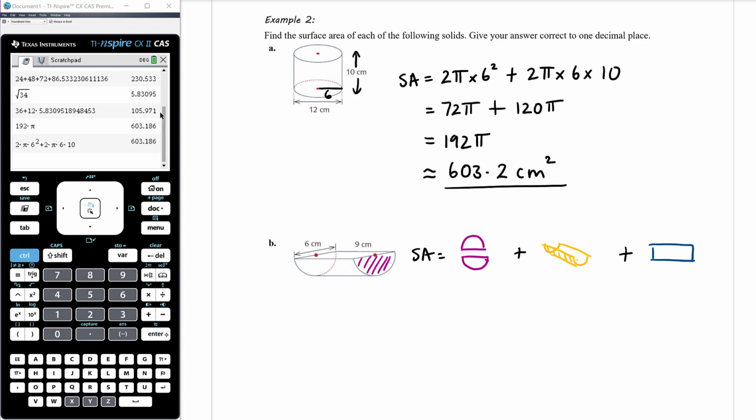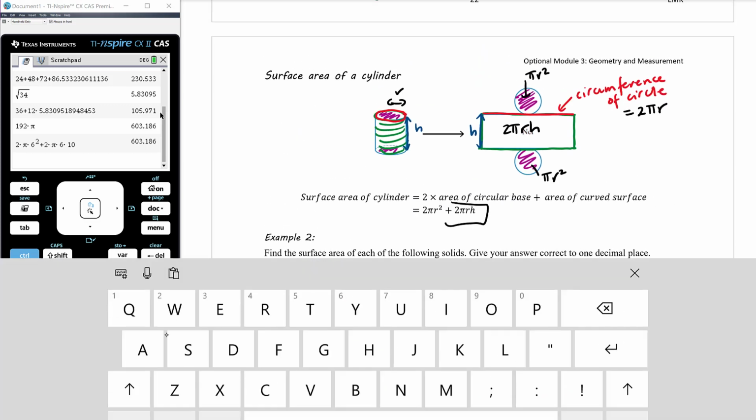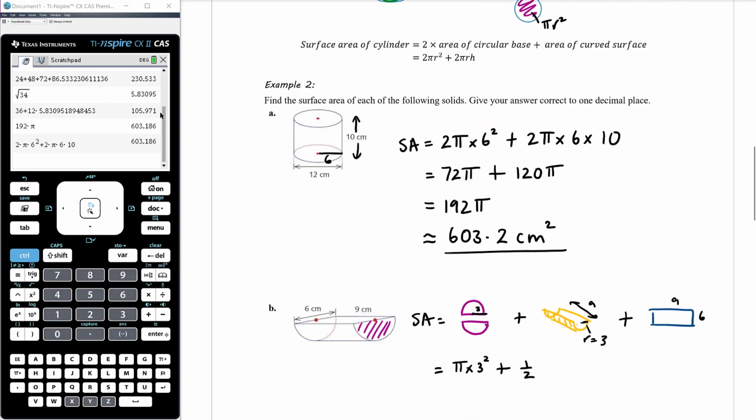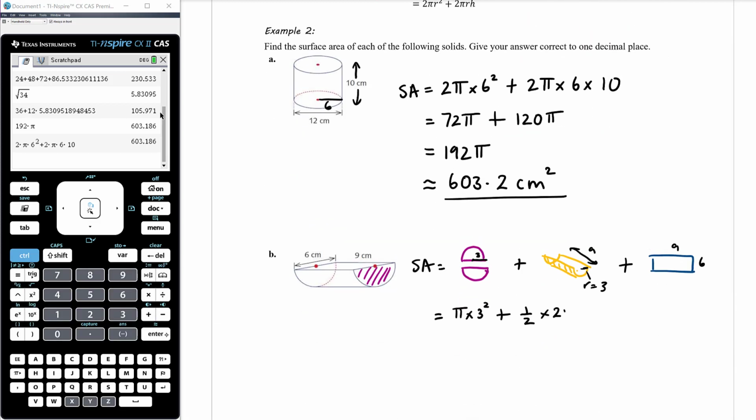Okay, so the rectangle is 6 by 9. The curved surface, we need the height, which is that distance, so that's 9, and the radius is going to be 3 in this instance, and for this circle we need the radius of 3. Okay, so we've got the whole circle, which is pi r squared for the area, so it's pi times 3 squared, plus we're going to have half of the curved surface, half of the 2 pi r h. Okay, so half times 2 pi times 3 times 9 plus the rectangle, 9 times 6.